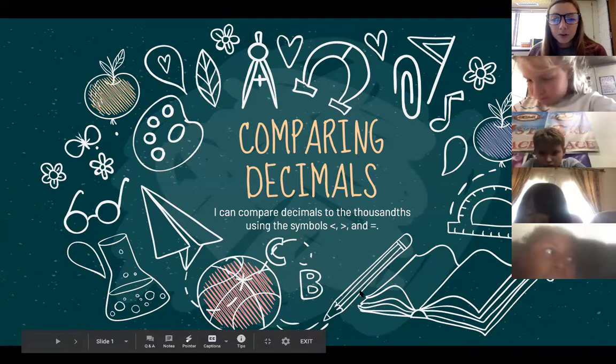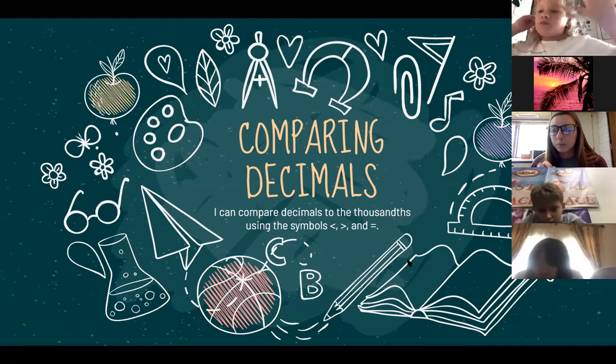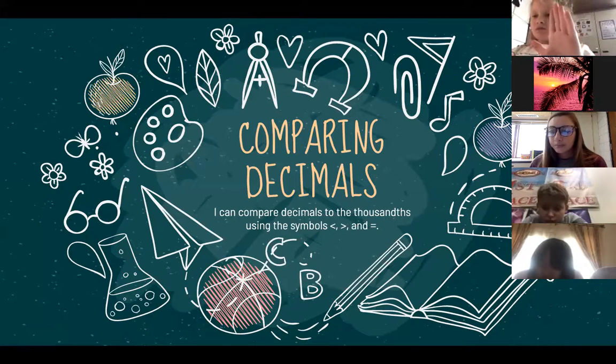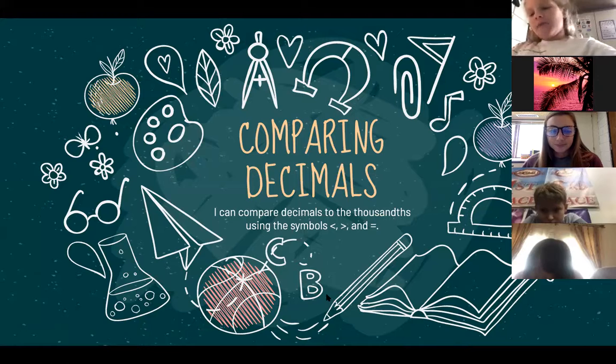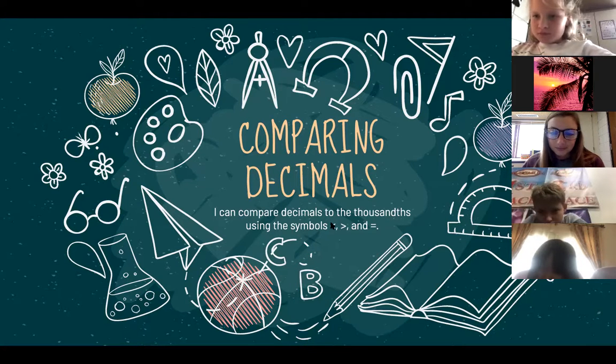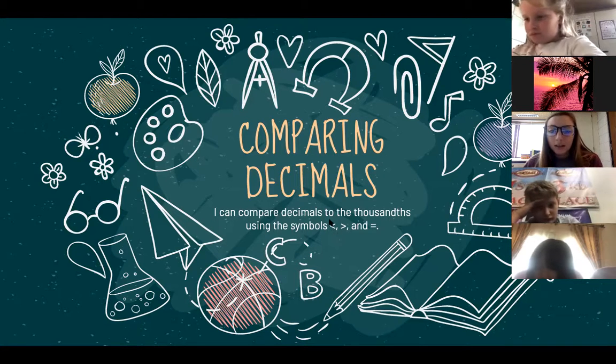So can I have a friend that would read our I can statement? Again, our I can statements are going to be what we're going to be able to do by the end of the lesson. Go ahead, Genesis. Will you do it, please? Okay, I can compare decimals to the thousandths using the symbols greater than, less than, and equal to. Yep, and this one right here is a less than and then a greater. But yes, great job. Thank you so much for reading that, Genesis.